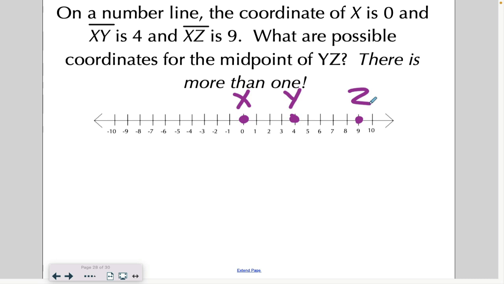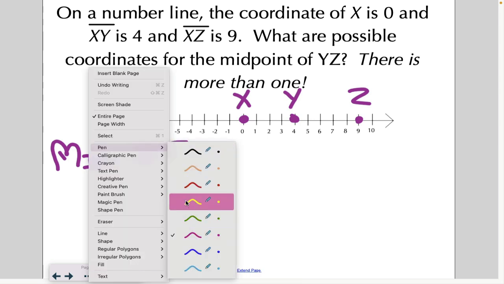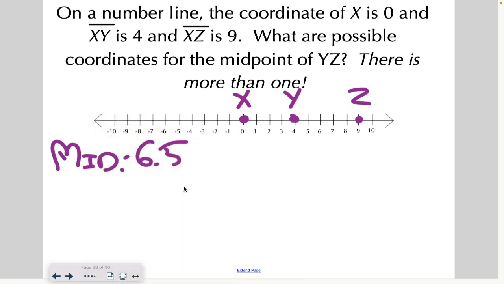That's what I expect a lot of you to do, okay? But if that's the case, what are the possible coordinates of the midpoint of YZ? So one option for the midpoint of YZ, between 4 and 9, is 6.5, okay? We like option 1? Well, the next natural thing to do is to just do the opposite. So if X is 0, I could have put Y here, or Z here, yeah? And then what's the other option?